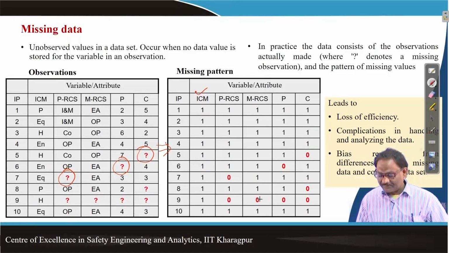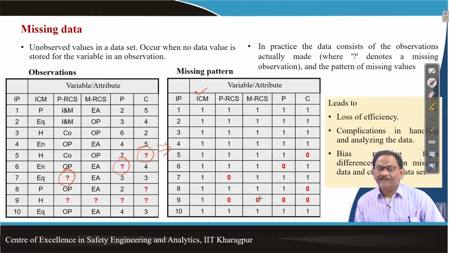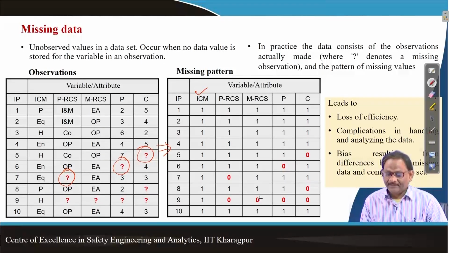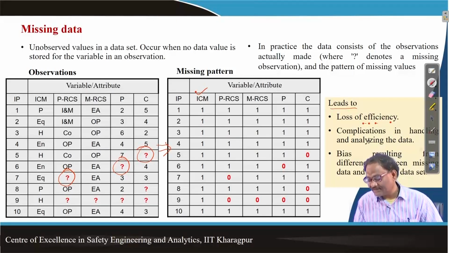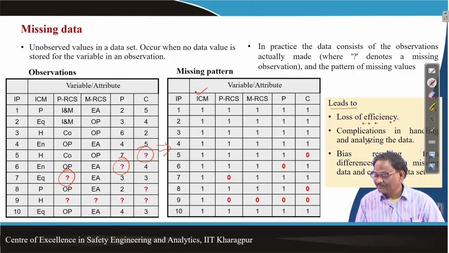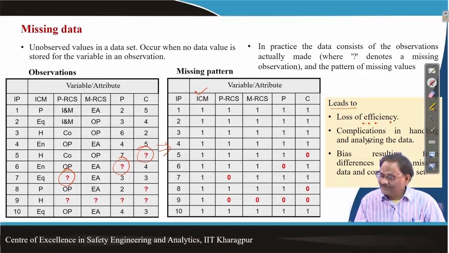Similarly, MRCS has 1 missing value, P has 2 missing values, and C has 3 missing values. So if there are missing values, this leads to loss of efficiency, complication in handling and analyzing the data, and bias resulting from differences between missing data and the complete data set.